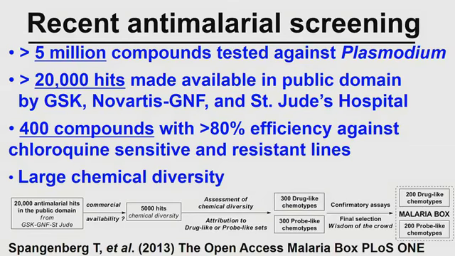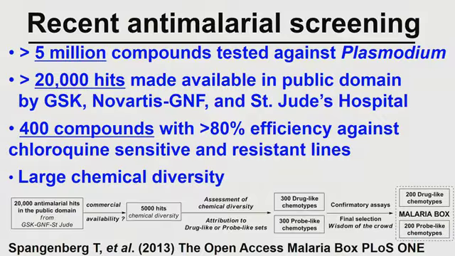So greater than 5 million compounds have been tested in large-scale assays against Plasmodium falciparum. There's a very large number of hits, and they've been sourced from these different sources in this particular instance. And 400 of these compounds have been placed within this malaria box. This malaria box was made available to the community to do a number of different assays.